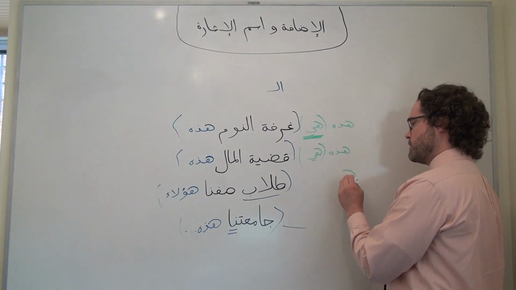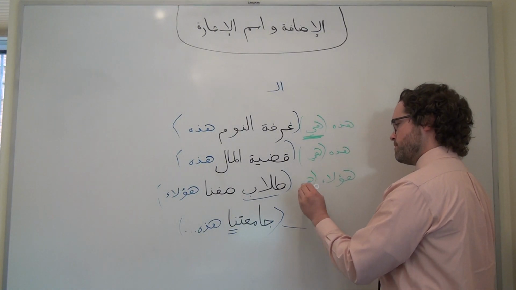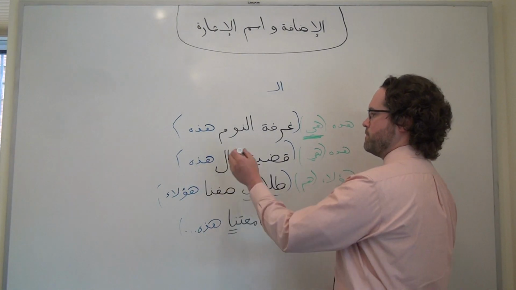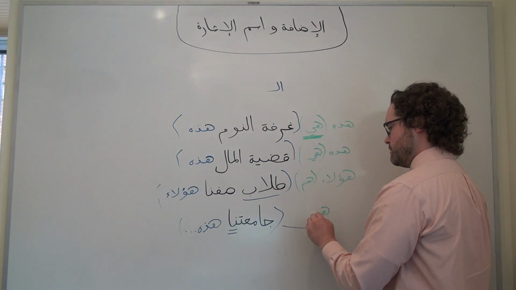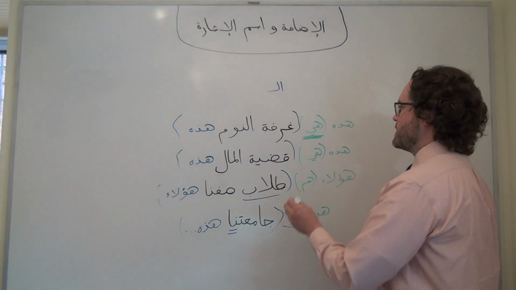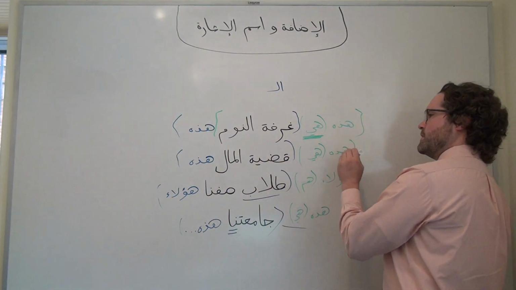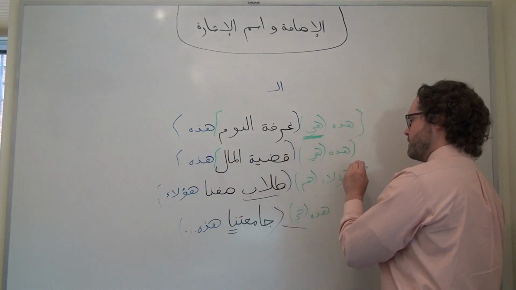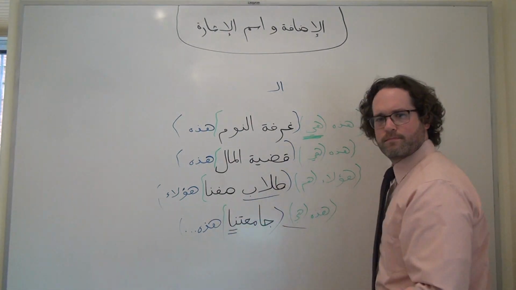or these are the students of our class. We could say هؤلاء هم طلاب صفنا, or هذه هي جامعة الناس. So there, in green here, we would have complete sentences.